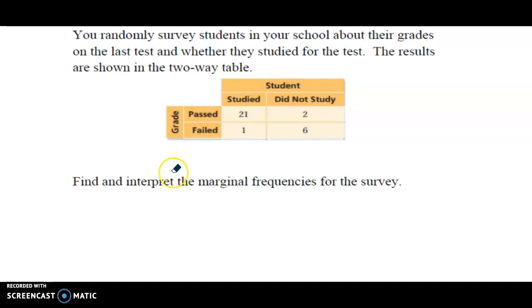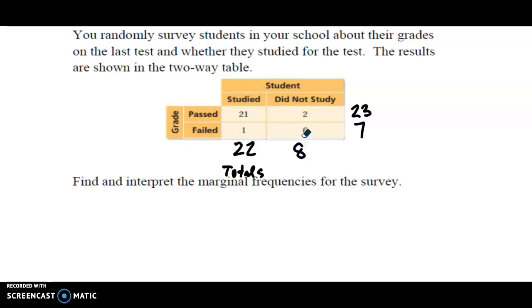Okay, so what we're being asked to do down here is to find and interpret the marginal frequencies for the survey. Again, marginal frequencies are the totals. So basically what we're going to find here is what is the total number of students that passed the test. 21 plus 2 is 23 students. Total number of students that failed the test will be 7. Total number of students that studied will be 22. And the total number that did not study will be 8.